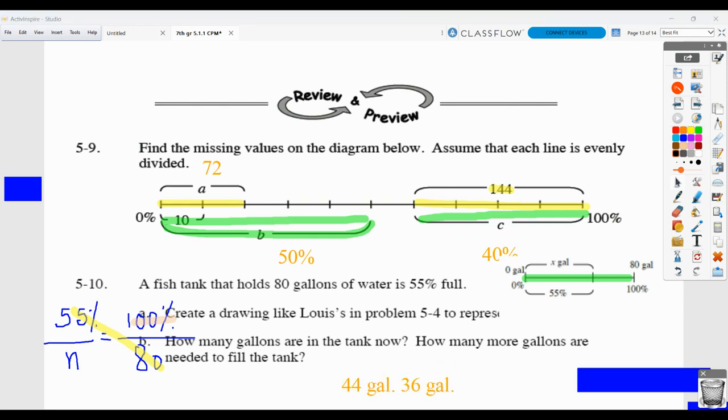Either way, what you end up finding is 44 gallons are in the tank right now, which means it's going to take another 36 gallons to fill it up completely. Now, if you found a different way that also works mathematically and makes good mathematical sense for you to solve it, that's fine too. But again, make sure you're showing some work here.